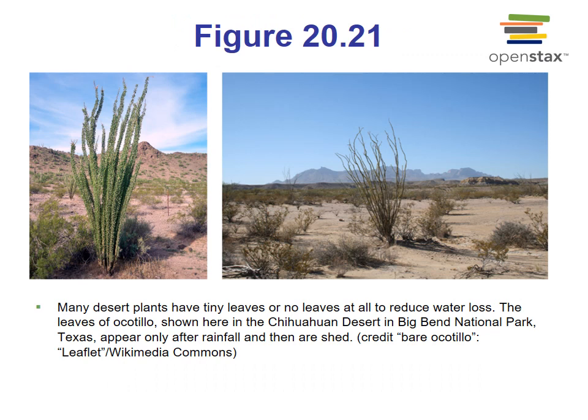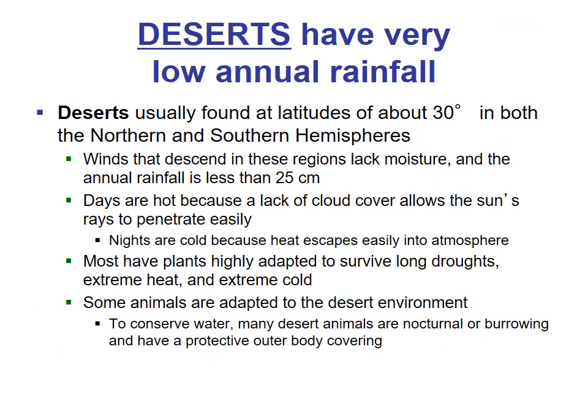Our next ecosystem type are deserts. This is some pictures from Texas. And you can see here a type of cactus, the ocotillo. Deserts tend to be found at 30 degrees north and south. So 30 degrees in the northern hemisphere and 30 degrees in the southern hemisphere.